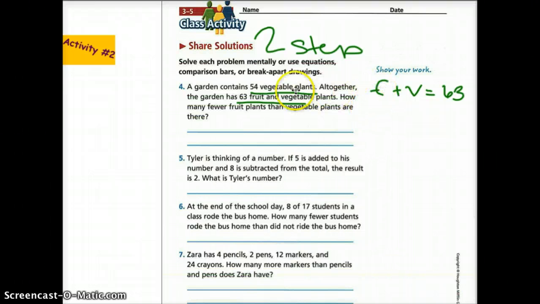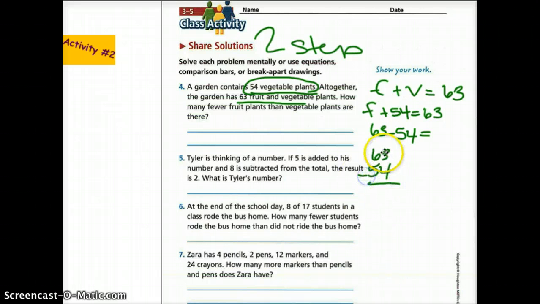Okay, so I know that there are 54 vegetable plants, so I can say F plus 54 equals 63. To solve that, I need to do 63 minus 54. And actually, that's easier if we write it this way. Remember, I can't do 3 minus 4, so I need to borrow. 13 minus 4 is 9. So I know there are 9 fruit plants.